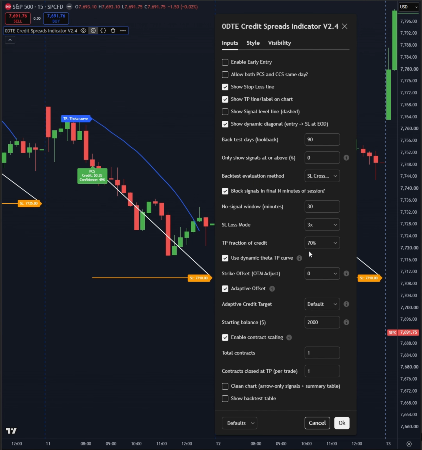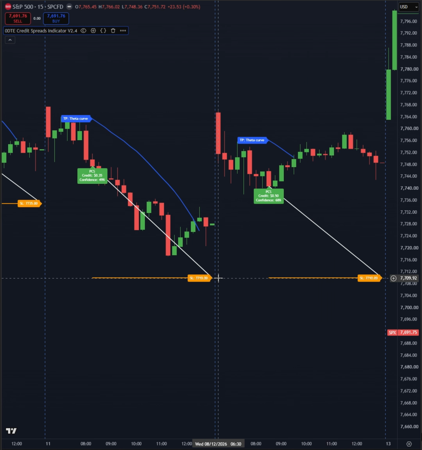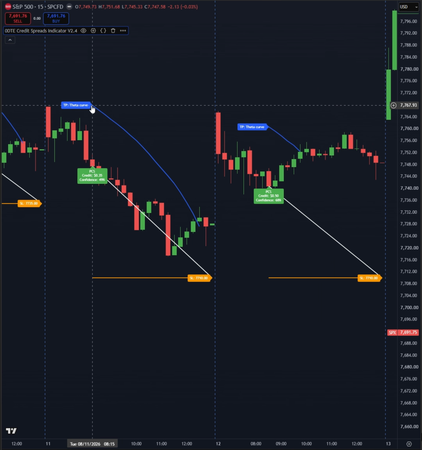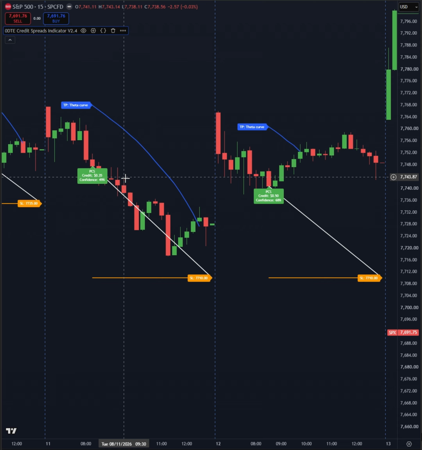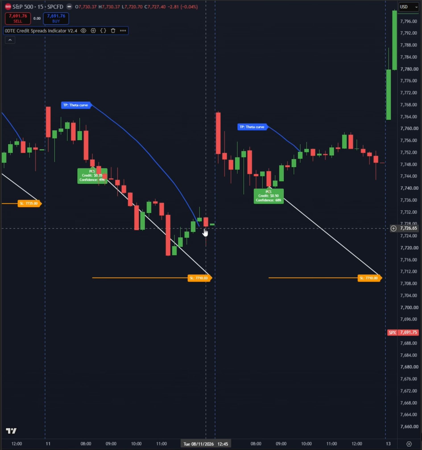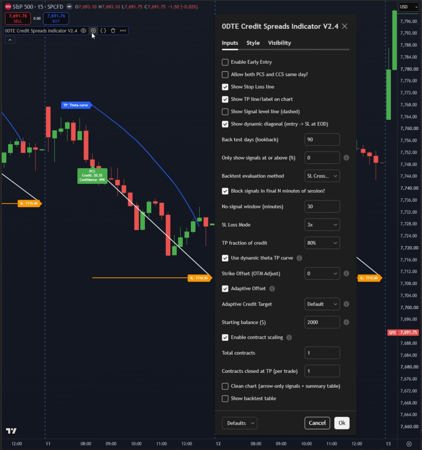You'll notice too that when you adjust this to 80% or 90% or 50%, this curve will adjust as well. It'll move up a little bit higher. So there's 80% of that credit. Now here's 80% of that credit. So it's kind of cool to show that when one of these signals happens, it's no longer a horizontal line. It's actually showing that theta decay.